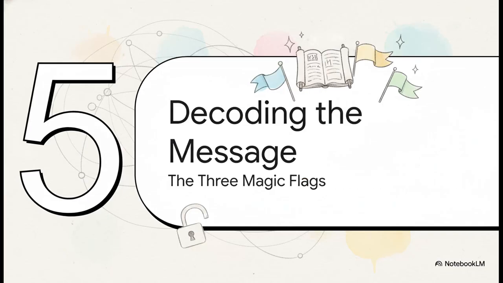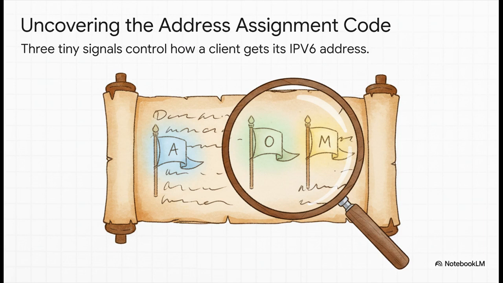But hold on a second. How did our device know to use the SLAAC method? Why didn't it just wait around for a server to give it an address? Well, for that, we need to peek behind the curtain a little bit and learn how to decode the router's secret message. You see, the instructions aren't written out in plain English. Instead, the router uses this simple but really powerful code that's embedded right inside that router advertisement message.